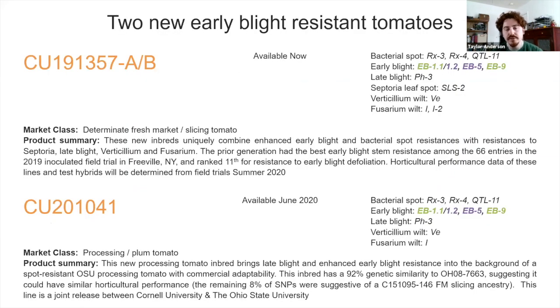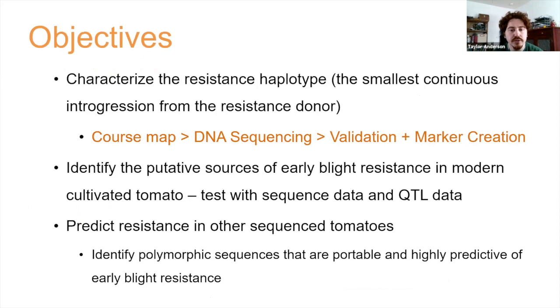Now, we've since used this information to inform a genome-wide marker-assisted backcross scheme to rapidly pyramid these early blight QTL into 2 elite tomato backgrounds from 2 separate market classes. Now, the first of these releases, CU 191357, is a Northeast adapted, medium-sized fresh market slicing tomato, and the other, CU 201041, is a determinate Midwestern processing type. And these tomatoes, which carry additional resistances to a host of other diseases, are being thoroughly evaluated this summer and are being released to third-party breeding programs through the Cornell Vegetable Breeding Institute.